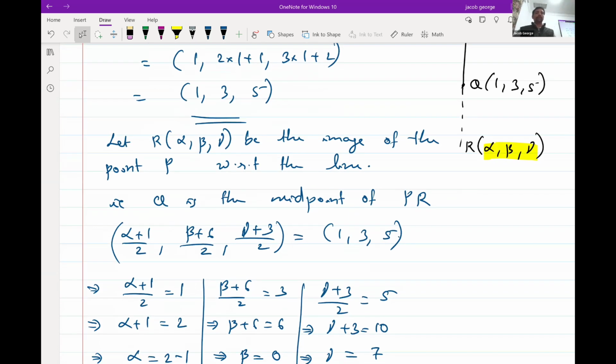When do we need to mention that QR is equal to PQ? That one we can write in the introductory part itself: extend PQ to R such that QR is equal to PQ, then R alpha, beta, gamma is the image. Draw PQ perpendicular to L. All these things you can write in the introductory part. If we don't mention it properly, some teachers will cut marks.